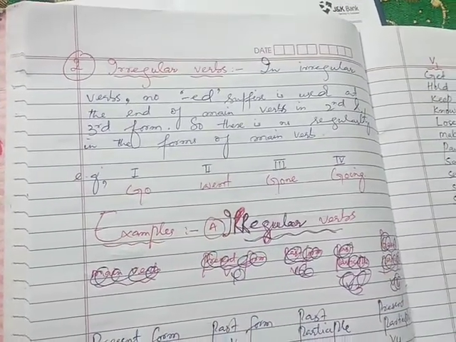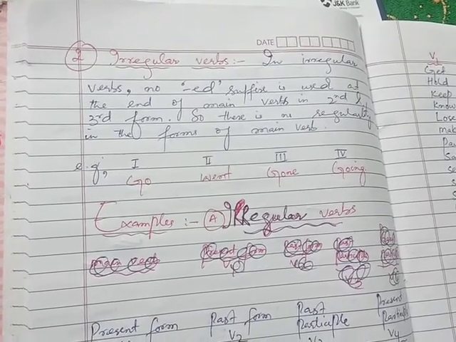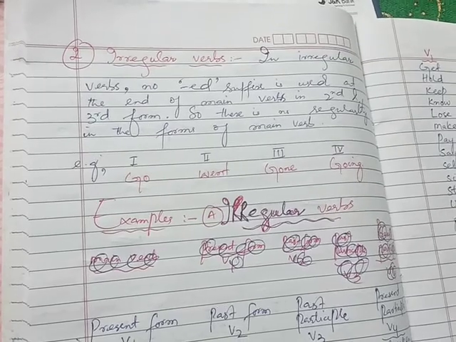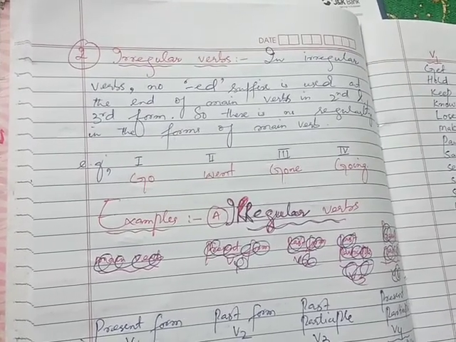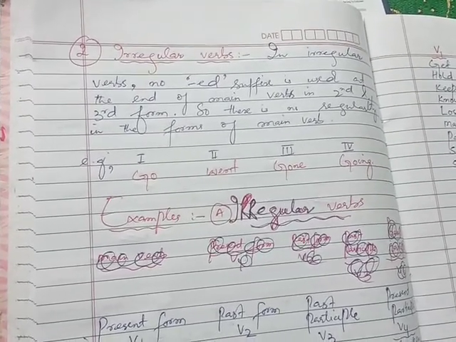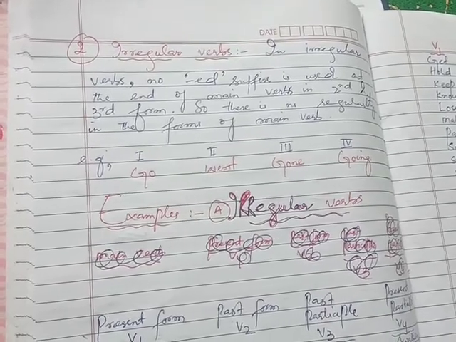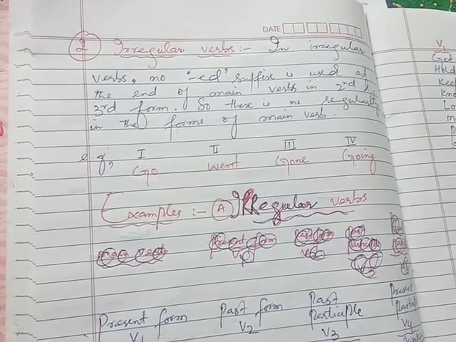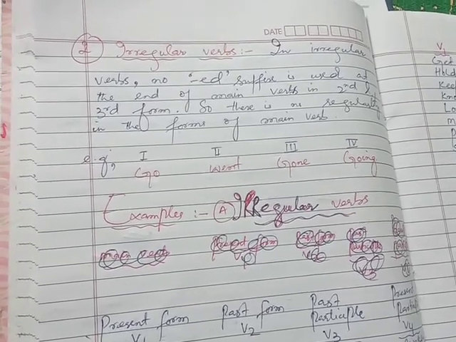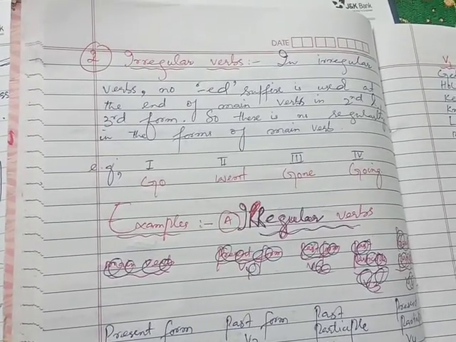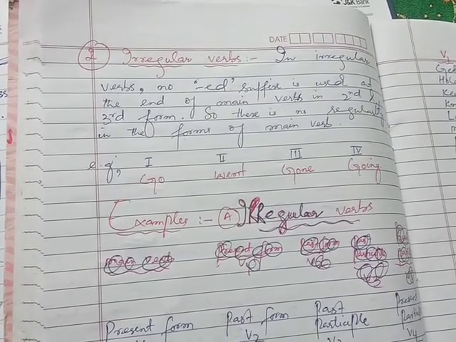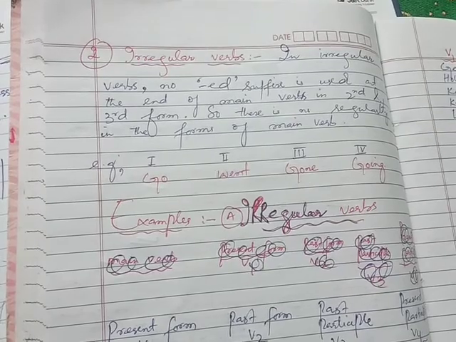So what is the main difference between regular and irregular verbs? In regular verbs, there is a regularity in the forms of the main verb, like walk, walked, walked, walking. Talk, talked, talked, talking. Play, played, played, playing. So a regular pattern is followed in regular verbs. As far as irregular verbs are concerned, there is no particular pattern, no regularity in the forms of the main verb.